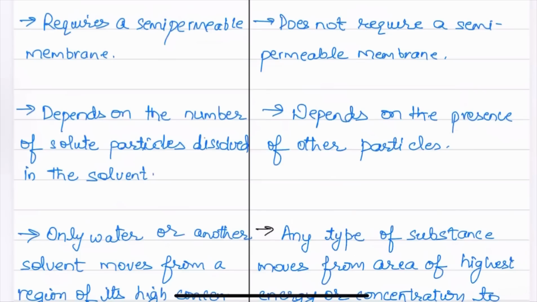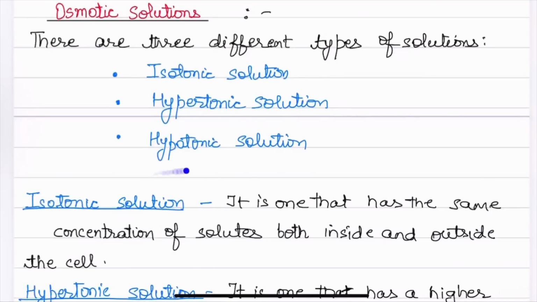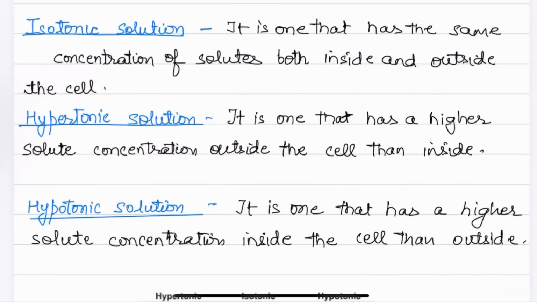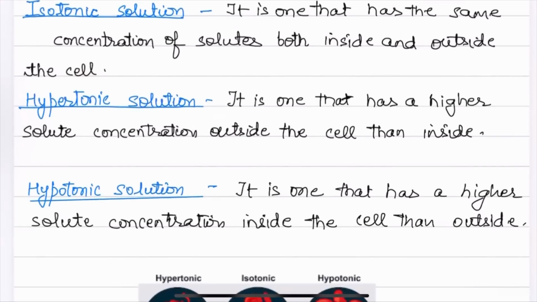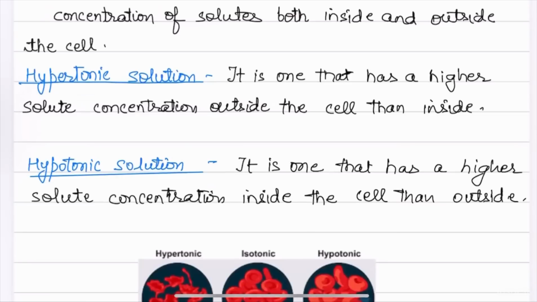There are three types of osmotic solutions: isotonic, hypertonic, and hypotonic. The isotonic solution is one that has the same concentration of solutes both inside and outside the cell. And the hypertonic solution is one that has higher solute concentration outside the cell than inside. Because the concentration is higher outside than inside, that's why the cell shrinks.